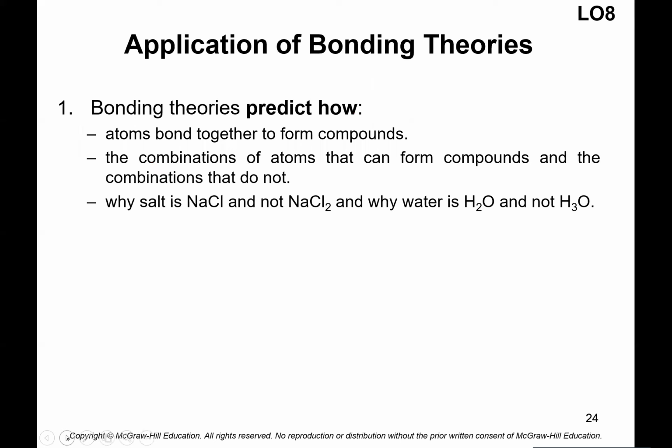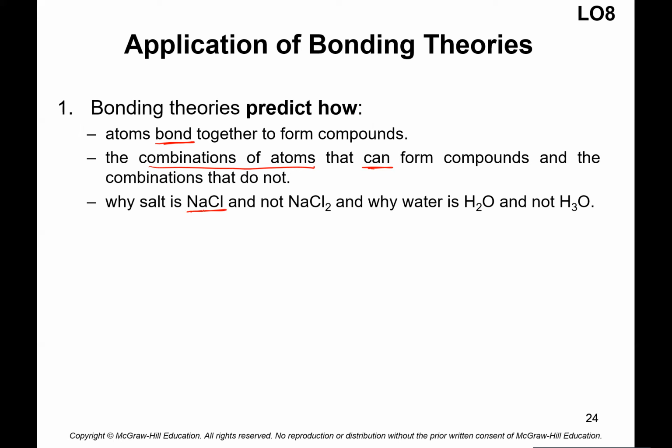Okay, so when we're talking about chemical bonding, we need to understand why it is that we even have bonding theories. Where did this come from? Okay. So the usefulness and application of bonding theories is that they help us predict how atoms are going to bond together. Okay, basically how compounds are formed. And it also can inform us on the combinations of atoms that can actually form a compound and the combinations that cannot.